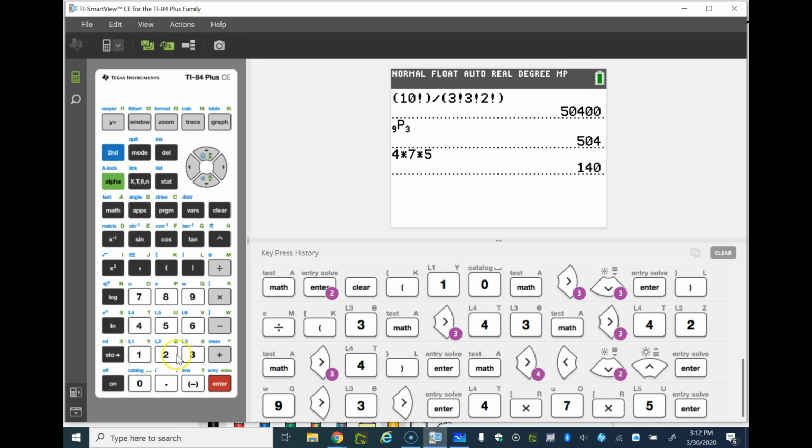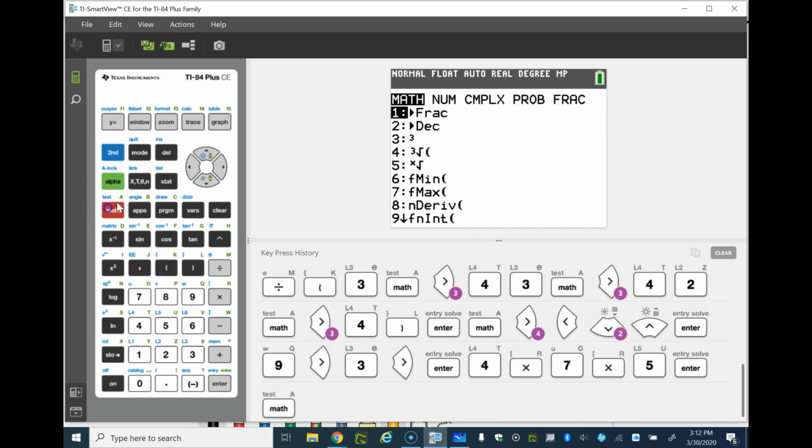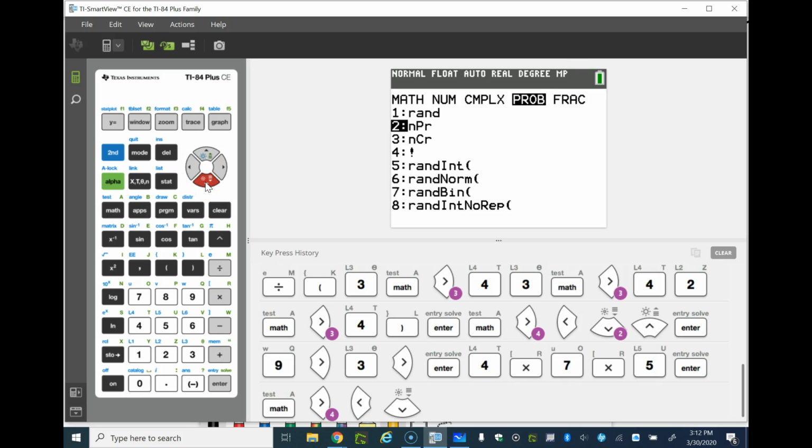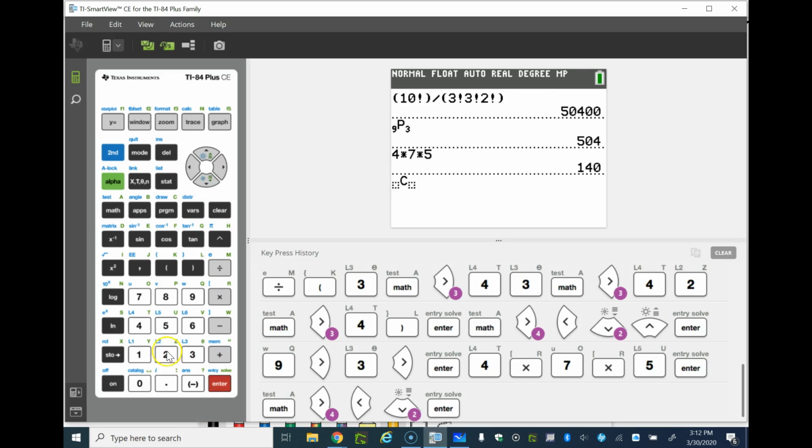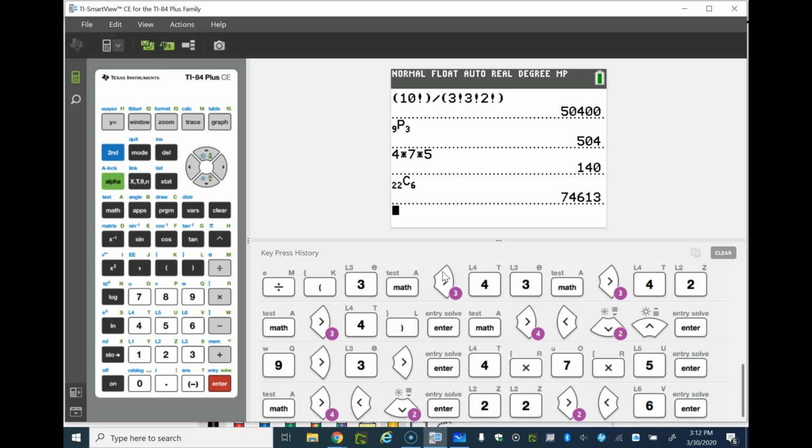So calculator. For the high-tech ones, you can just go get it and place them in, 22 and 6. And we get 74,613 for that possible answer for flowers.